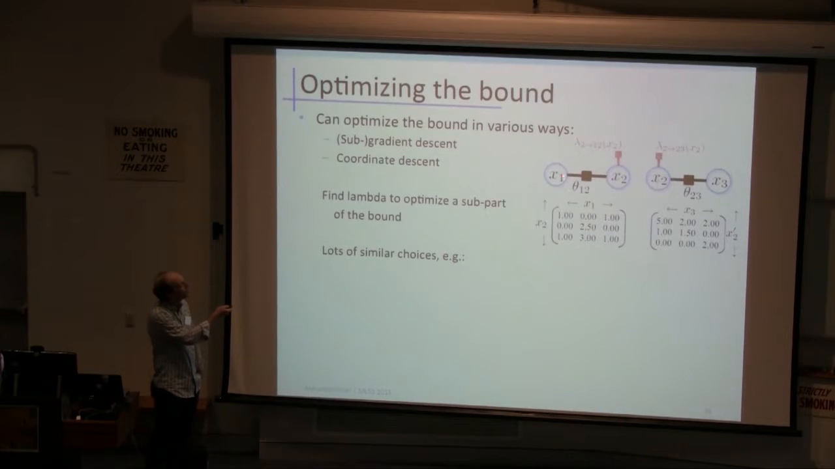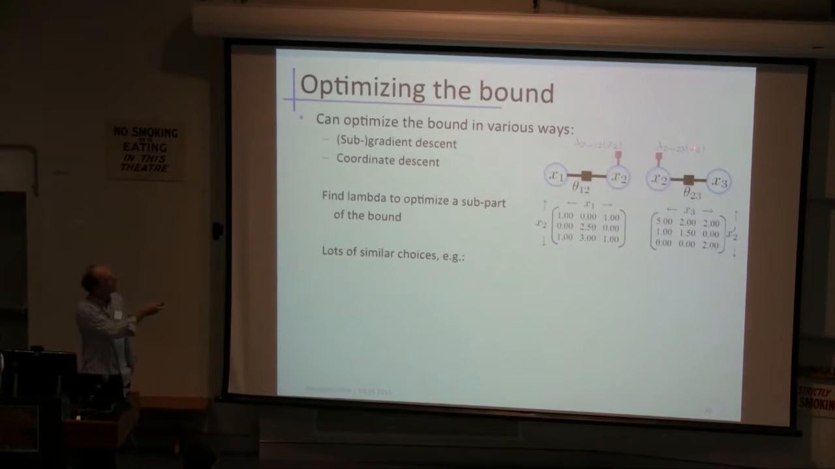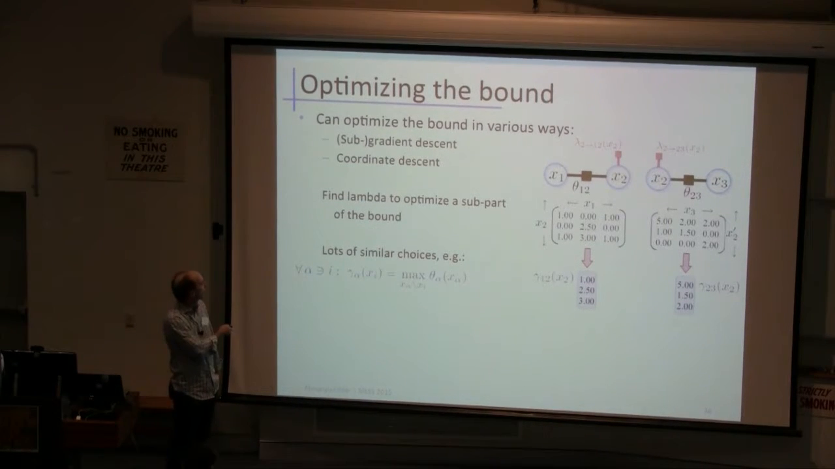And so what we can do is we can choose some subpart of the model, like lambda of x2, and just optimize lambda of x2 directly to minimize the bound. So in this case, for example, we can directly minimize this bound over lambda 2 just by, for example, computing the maximum over x1 of this function. So here I'll call that gamma 1, 2. So maximizing for x2 equals 0, maximizing value is 1. For x2 equals 1, it's 2.5, and so on.